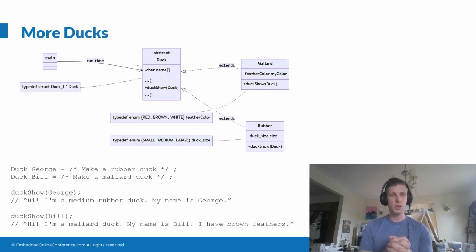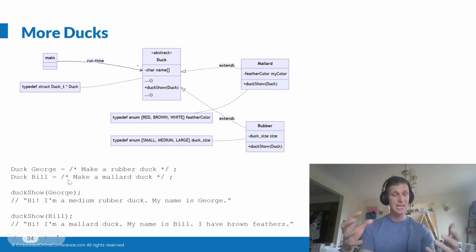Okay, so here's my goal. I'm going to keep with the duck theme, and I want to be able to create ducks of different types. You can see here in my pseudocode, I'm going to make a rubber duck or a mallard duck. I want to be able to call the same function on both, duck show, but I want two different things to happen. I want each of these derived classes, if you will, the mallard class and the rubber class, to provide different implementations.